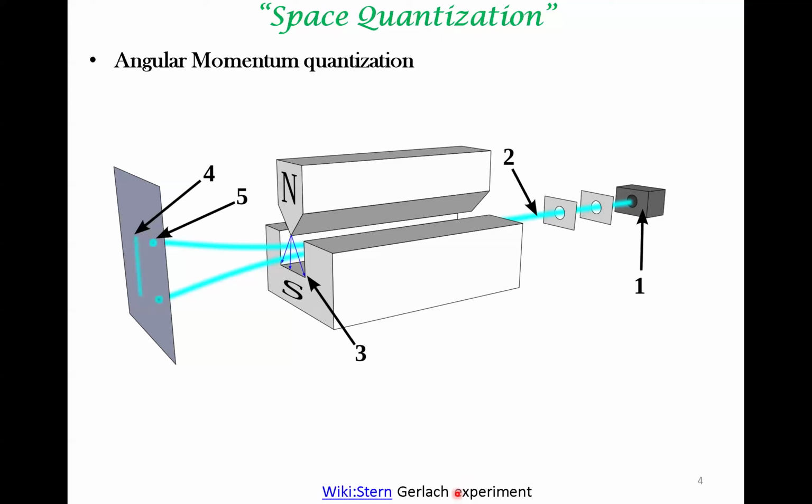So an introduction is provided in this wiki link. So what is the system? What is the experiment we are looking at? You have a silver atom, that's the collimated beam of silver atoms, which passes through an inhomogeneous magnetic field.